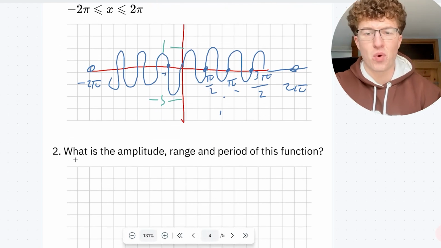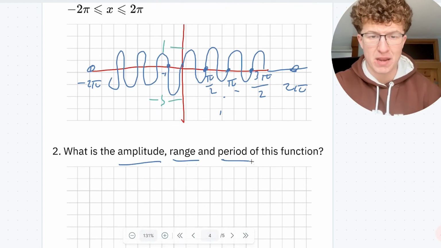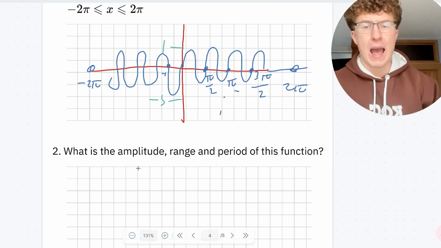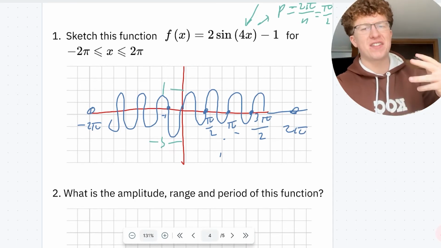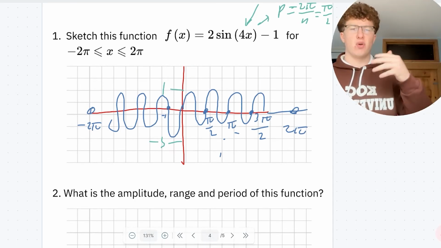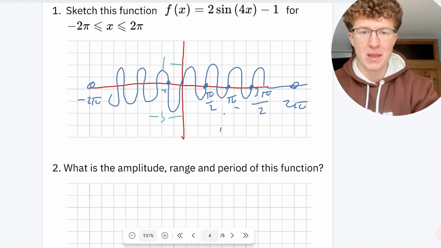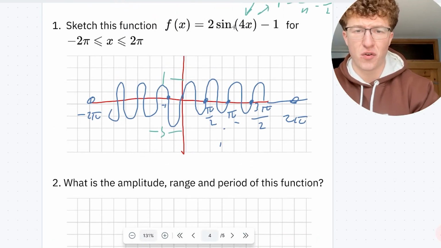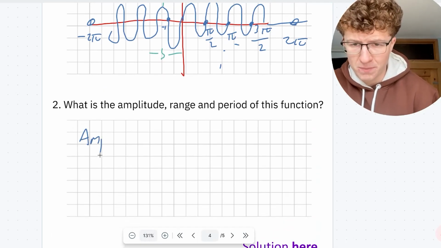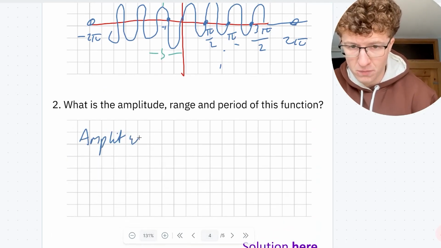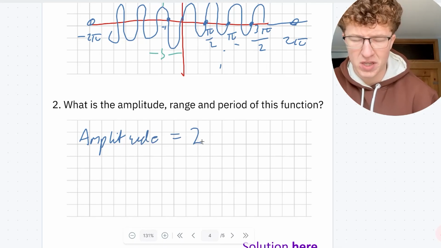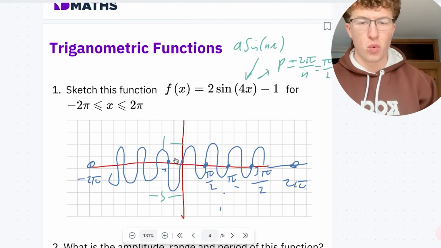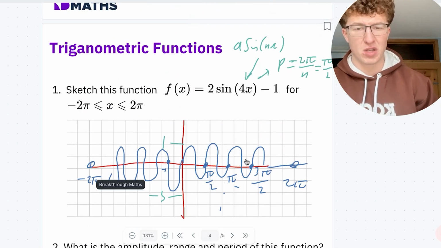Then, down here, what is the amplitude, range, and period of this function? Range and period you've probably seen before. Amplitude is just the maximum distance the graph goes away from the neutral position. Basically just the number in front of the sine. So here we have 2 sine of 4x. So the amplitude is going to be 2. Because that's the size of the waves above and below the neutral point.